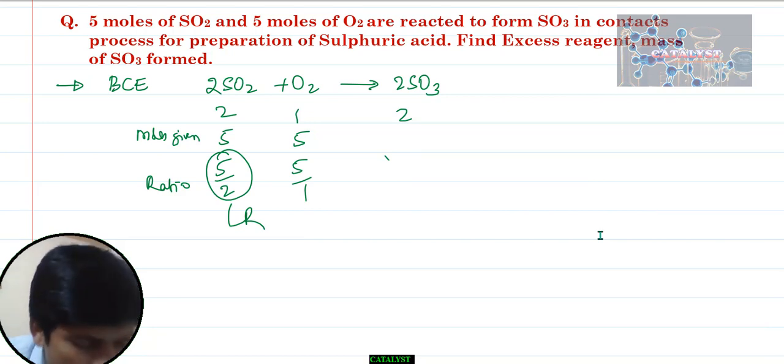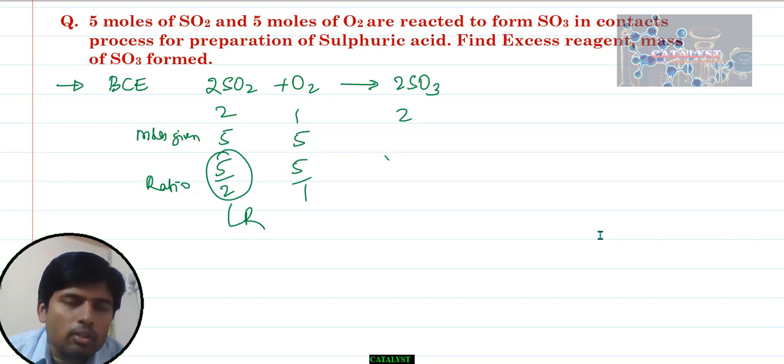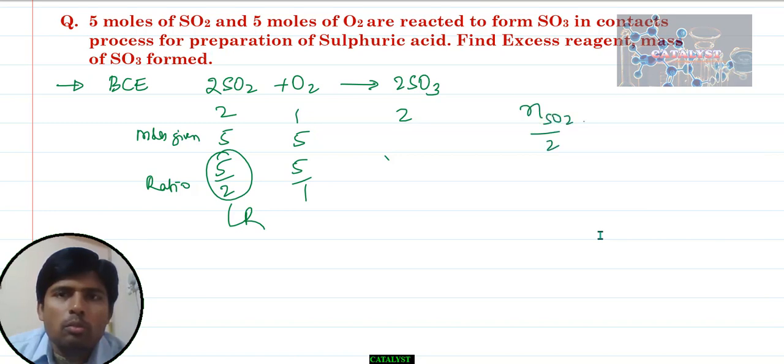So the limiting reagent is very simple to find out. Whichever is smaller in magnitude, that will be the limiting reagent. Once we find the limiting reagent, our calculation should be based on the number of moles of SO2. For example, here number of moles of SO2 by 2 is equal to number of moles of O2 is equal to number of moles of SO3 by 2. This is according to the stoichiometry of the reaction.